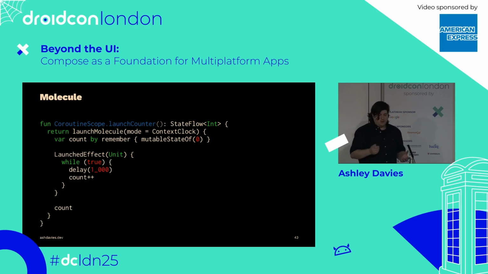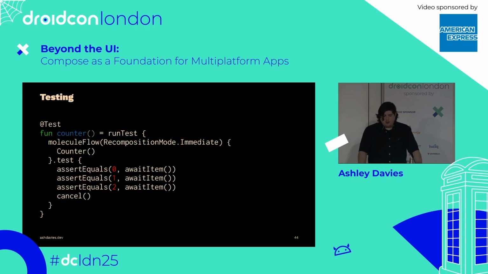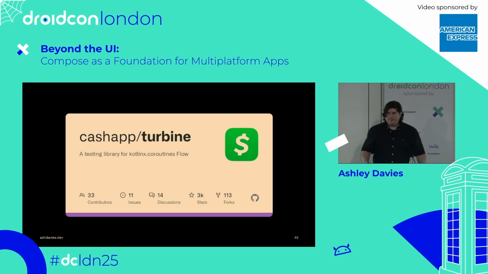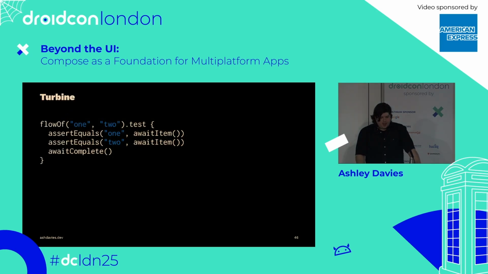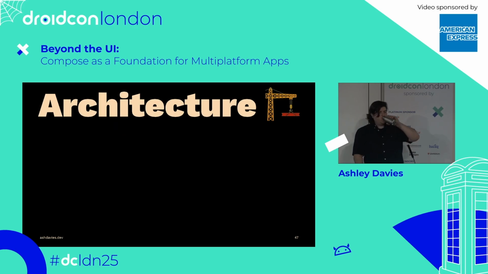Nice thing about state flow is that you can use it with Turbine to test the result of your state operations. So this results in a really nice test syntax where you're producing a state from a composable, and then you're asserting it in your unit tests, assuming you're using unit tests, which you should be. It's also just a great library on its own, so I recommend checking out Turbine if you haven't already. Yeah, just another example. But then moving on to architecture.